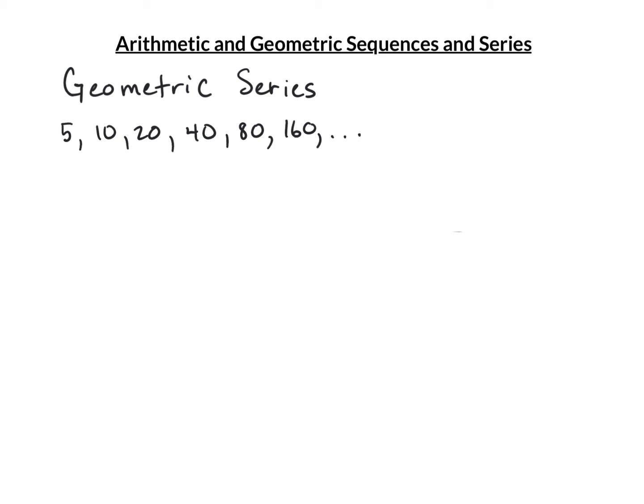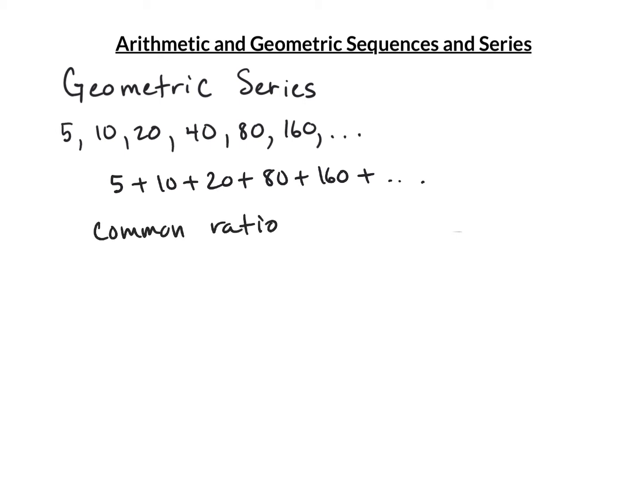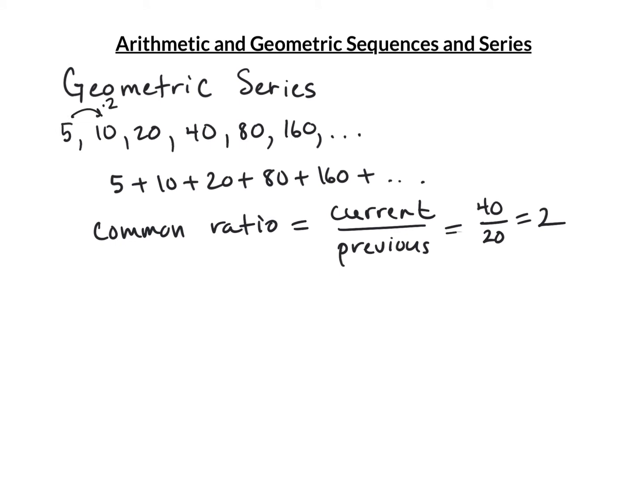When we take a geometric sequence and add the terms, we get a geometric series. 5 plus 10 plus 20 plus 40 plus 80 plus 160. On it goes. If I want to find the partial sums of a geometric series, the first thing I need is the common ratio. Common ratio is the current divided by the previous. Pick any term but the first one, 40, and divide it by the previous value, 20, in the sequence or the series, and I get 2. In this sequence, I multiply by 2 repeatedly.